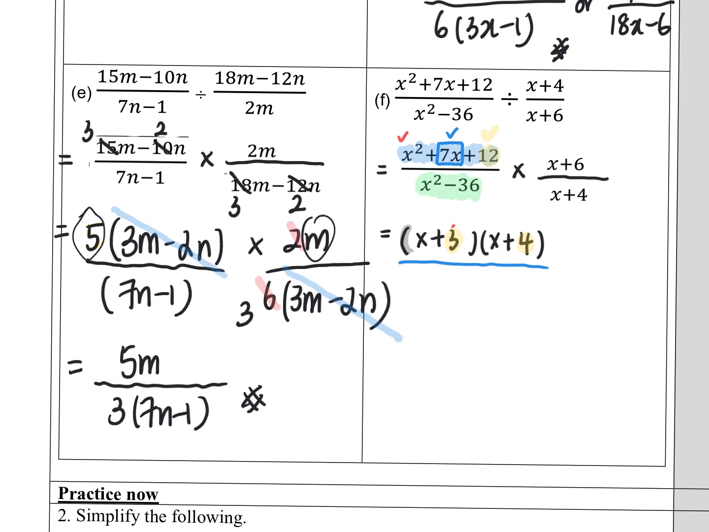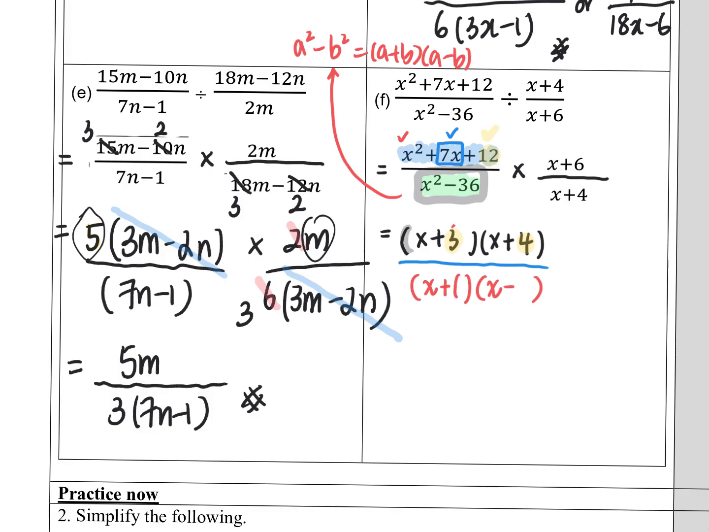X squared minus 36, what should I change it to? This is the same as using this rule. I'll give you a hint: A squared minus B squared is A plus B, A minus B. What do you think it should be? The A is X. So 36 is what squared? So what should I have, these 2? One is plus, one is minus. Yes, one is X plus 6, one is X minus 6.